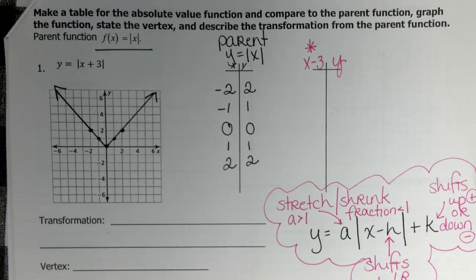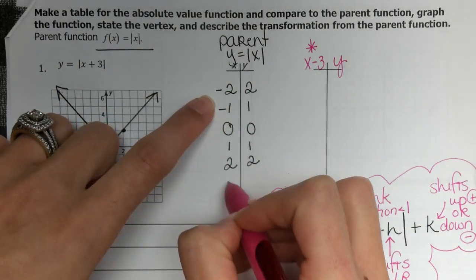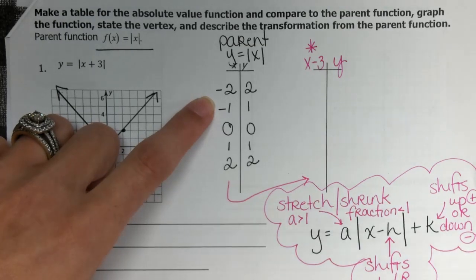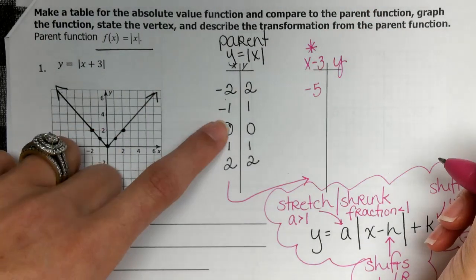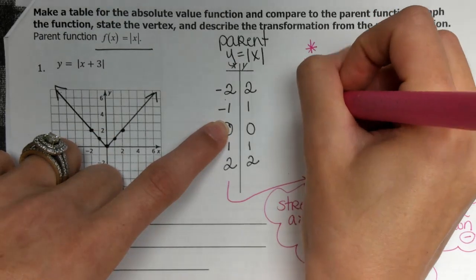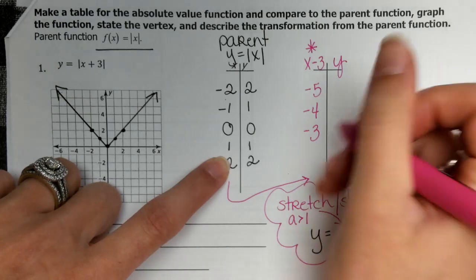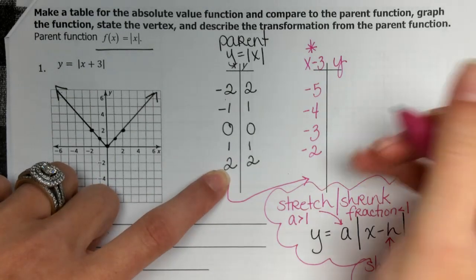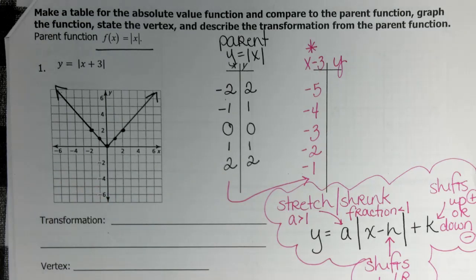So what I'm going to do is take all of these x values from my parent function, and I'm going to subtract 3. So -2 minus 3 is -5. -1 minus 3 is -4. 0 minus 3 is -3. 1 minus 3 is -2. 2 minus 3 is -1. We good with that? Okay.